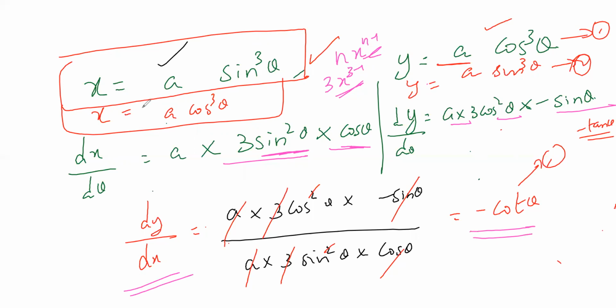Suppose if you are taking x is equal to a cos cube theta and y is equal to a sin cube theta, what will happen? It will be reversed here. Instead of minus cot theta, my answer will be minus tan theta. So those who have come late, were you able to follow these things with me? Please let me know by saying yes or no.